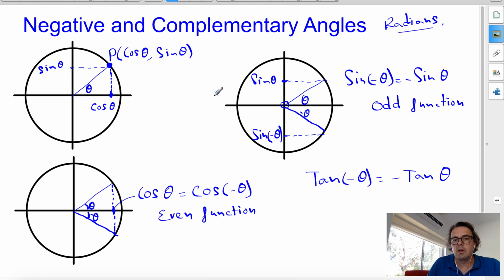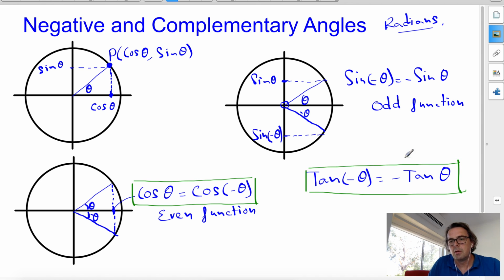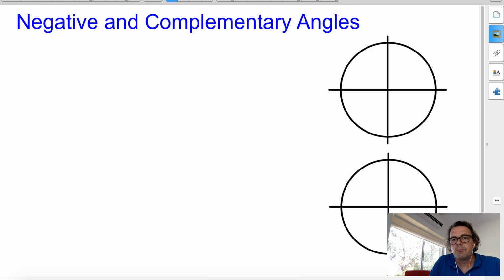So these are the negative angles, and we have three new formulas there that we can use relating to odd and even functions. Now let's look at the complementary angles. Complementary means they add up to 90 degrees, and 90 degrees in radians is of course pi over 2. Angles that add up to pi over 2.